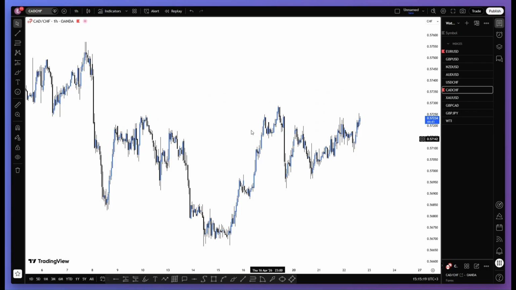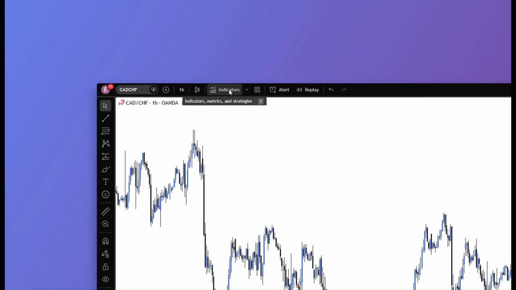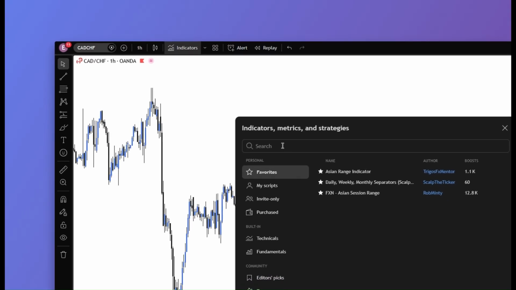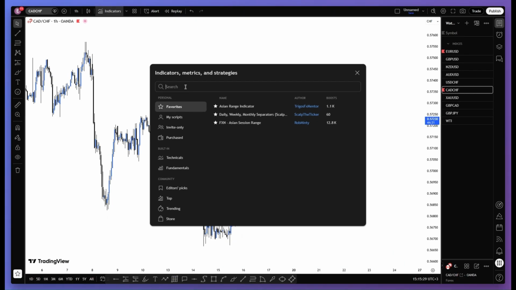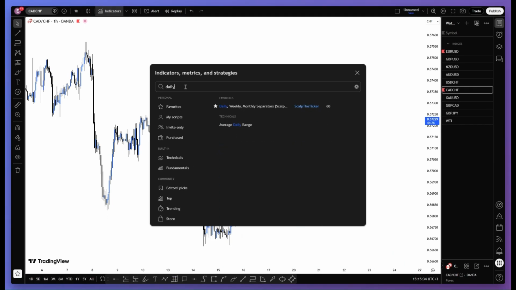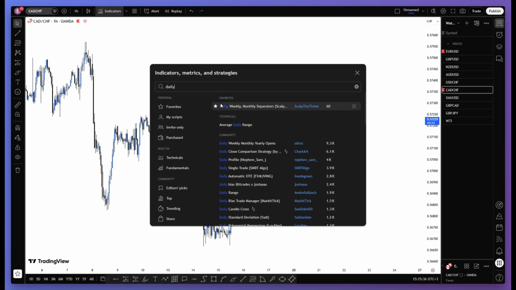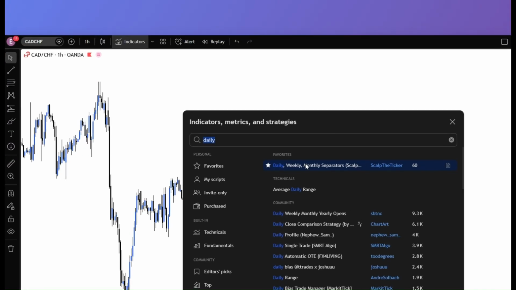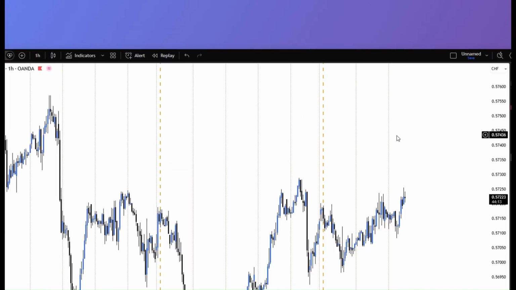First, go to your chart on TradingView. At the top of your screen, you'll see the Indicators button. Click on it. This is where all your tools and scripts are located. Inside the Indicators search bar, type Daily, Weekly, Monthly Separator. You'll see an indicator appear. This is the one we need. This tool is designed to automatically divide your chart into days, weeks, months. Click on the indicator to apply it to your chart.